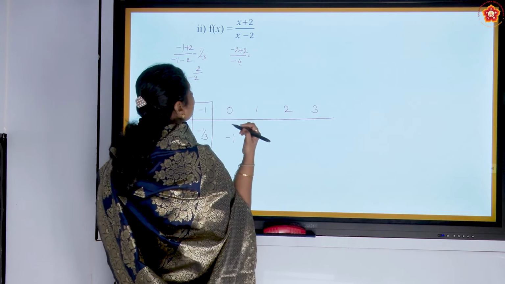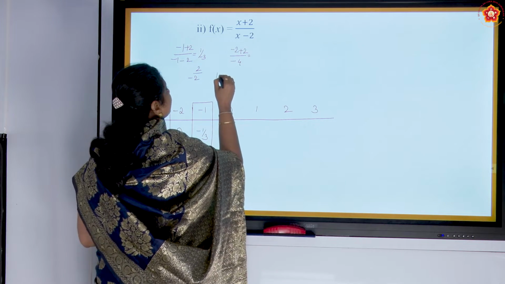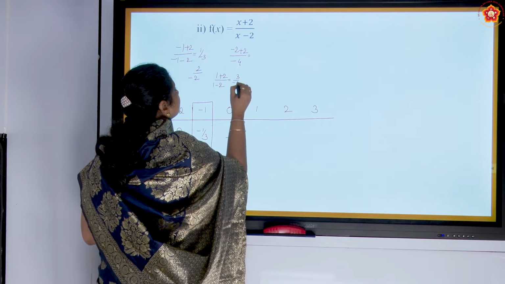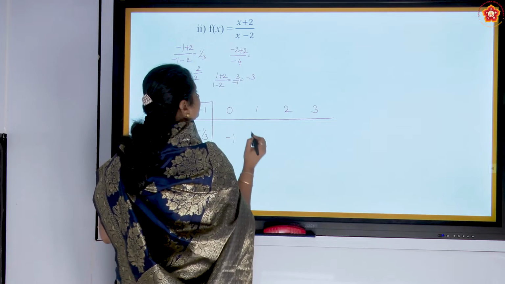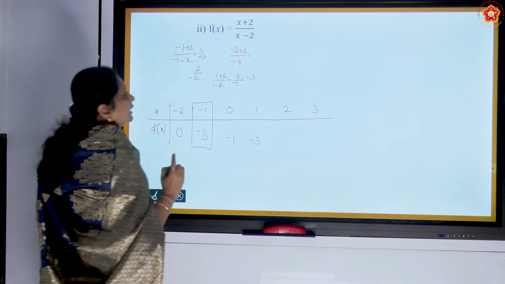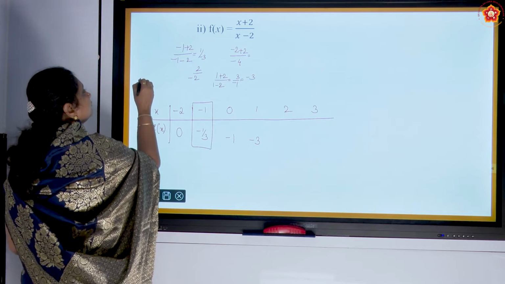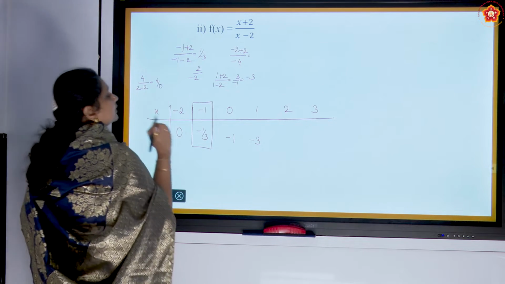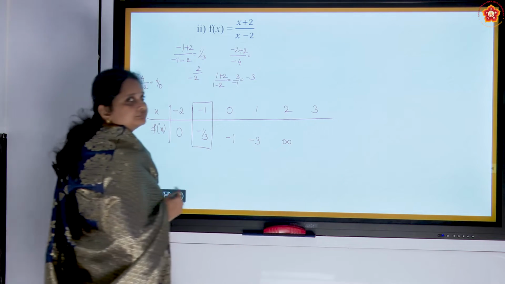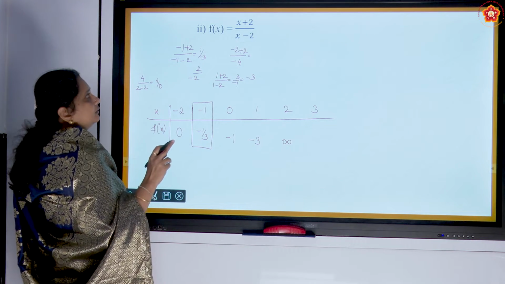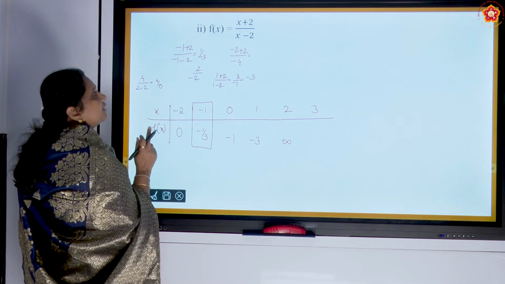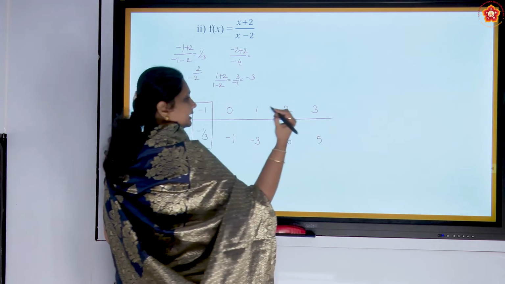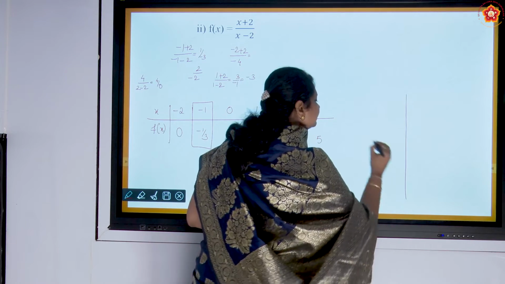When I substitute 1 for x, I get 1 plus 2 by 1 minus 2, that is 3 by minus 1, that is minus 3. Now when I put a value of 2 there, it's going to be 4 by 2 minus 2, that's 4 by 0. Anything by 0 is infinity. Now when I put 3 there, it's 5 by 3 minus 2, that's 5 by 1, so this is going to be 5. So let me plot this graph and see what happens.